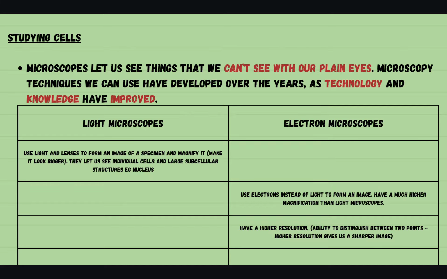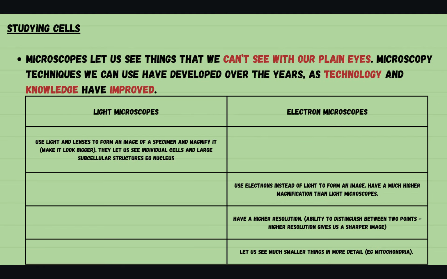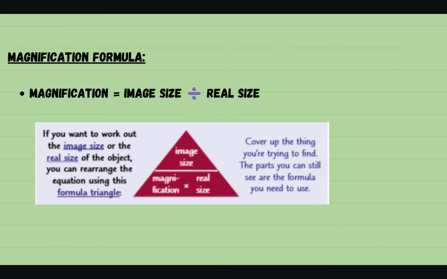Electron microscopes also have a higher resolution, which means they have a higher ability to distinguish between 2 points. A higher resolution gives us a sharper image. And lastly, electron microscopes let us see much smaller things in more detail, for example, a mitochondria.